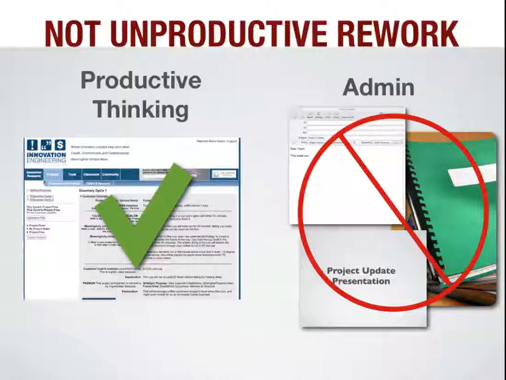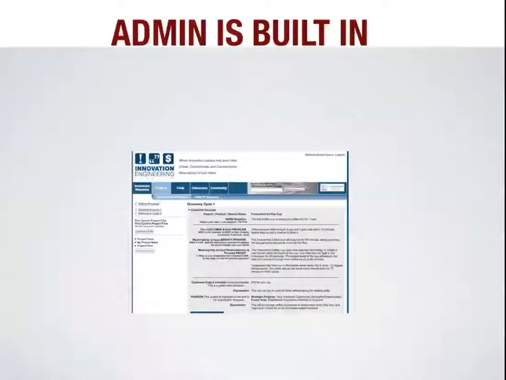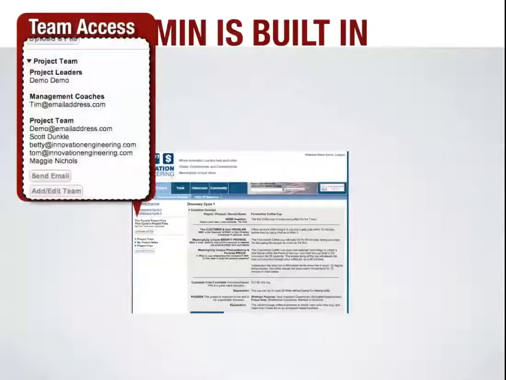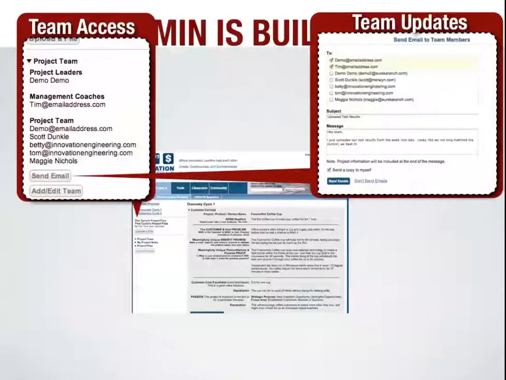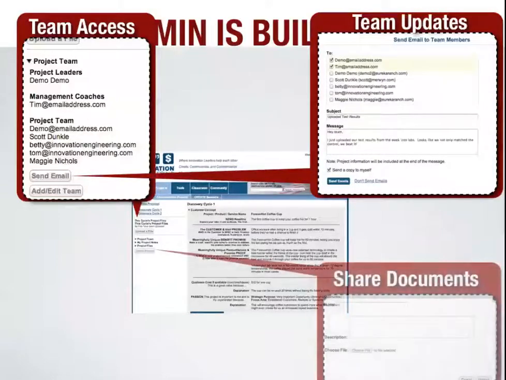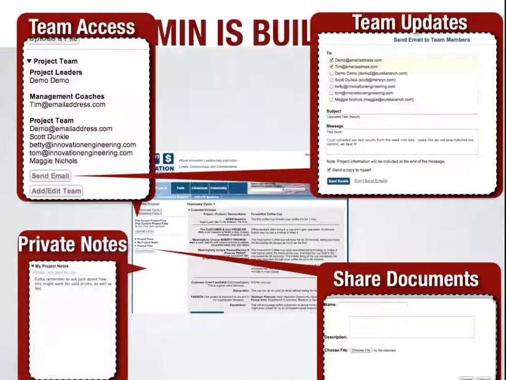So you don't have to worry about email updates that are separate from the team, project update presentations, reports. If you keep the lab's website up to date, you can easily use it because all the admin is built right in. So if you keep the lab's website up to date with your project information, you can give the team access to it. You can even shoot them emails to the whole team or part of them, giving them updates in different ways. You can share documents there. You can put your private notes up. The idea is that this is the meeting spot where you share the latest and greatest information on your project.